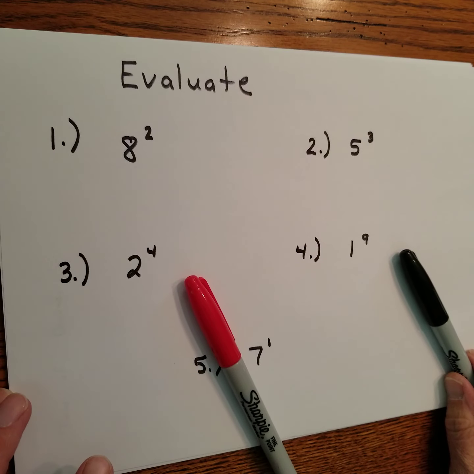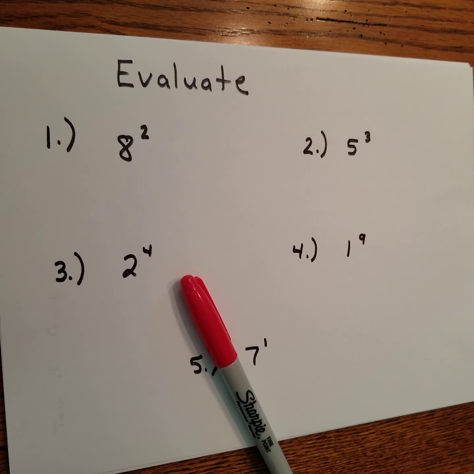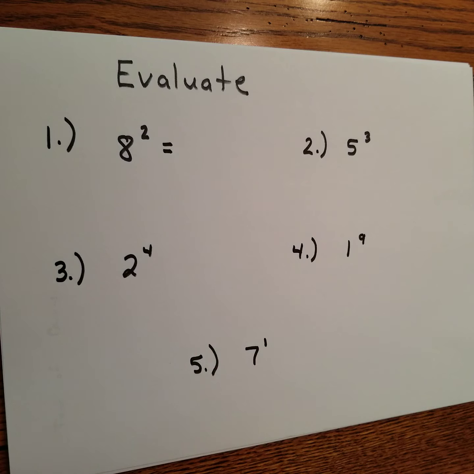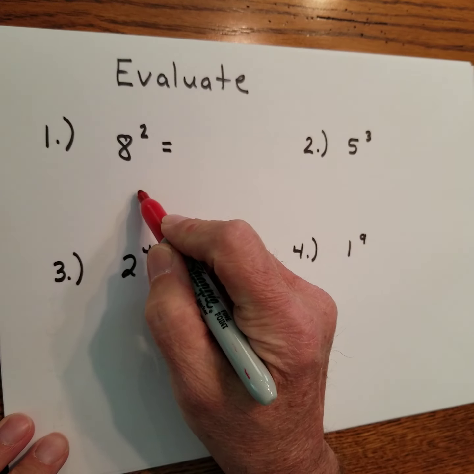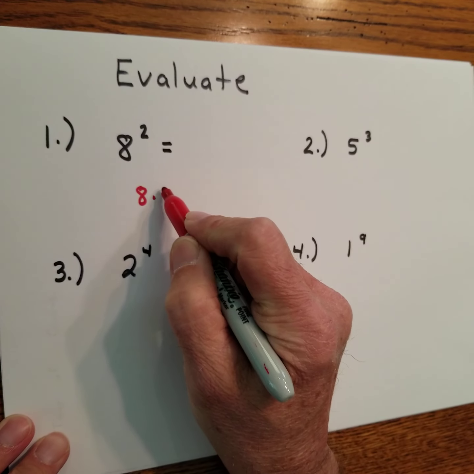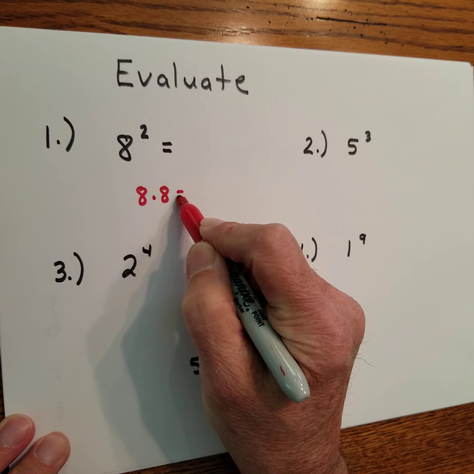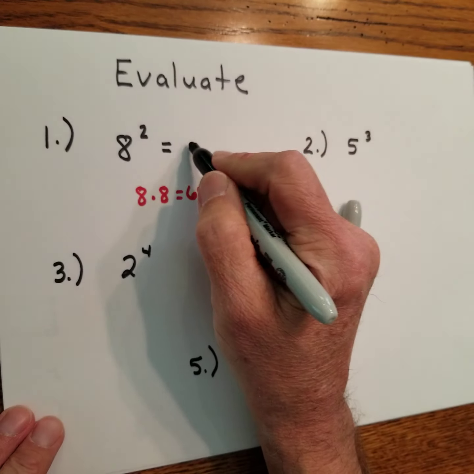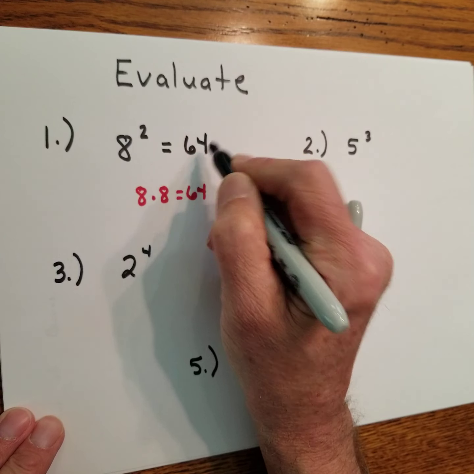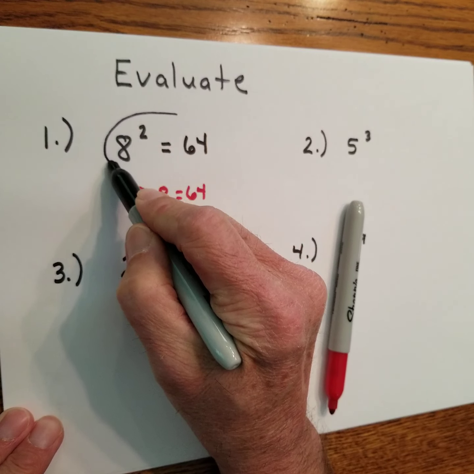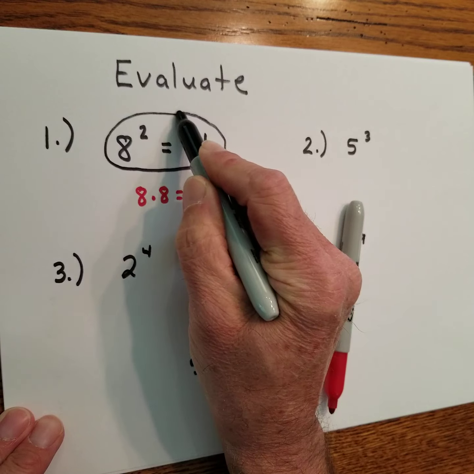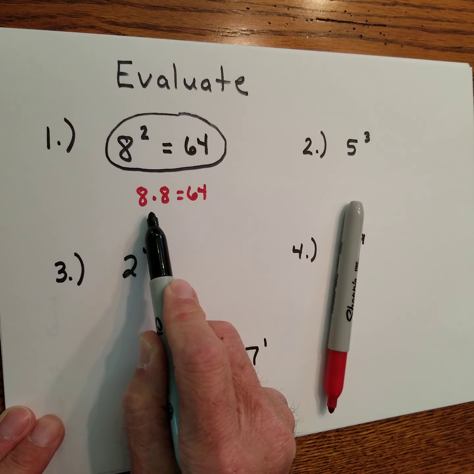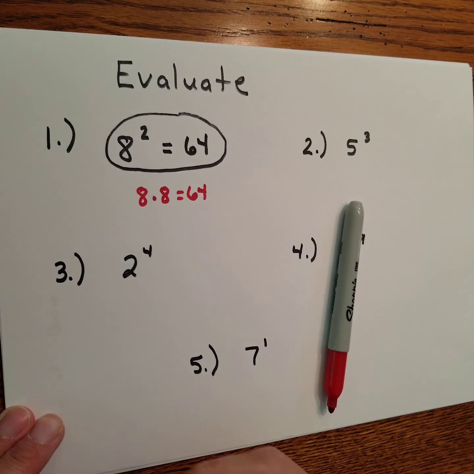So if number 1 was your problem, you write down 8 to the 2nd power equals. But then in my head, I'm thinking, what does 8 to the 2nd power mean? It means 8 times 8. Well, I know 8 times 8 is 64. So 8 squared, 8 to the 2nd power is 64. Here's the way I want you to show your work. You write the problem down, put the answer next to it. This you can do in your head.